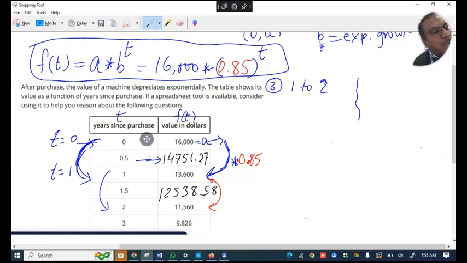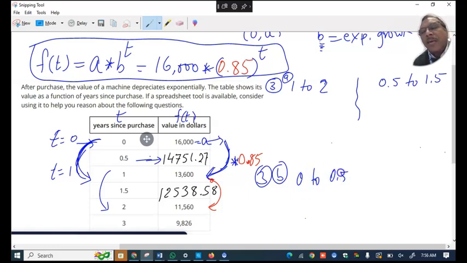And also from 0.5 to 1.5. So there are two parts here, A and B. This is the A part, and then we have another question, 3B, from 0 to 0.5, and you also have to have from 1.5. These are the questions. Let's see what's happening, right?